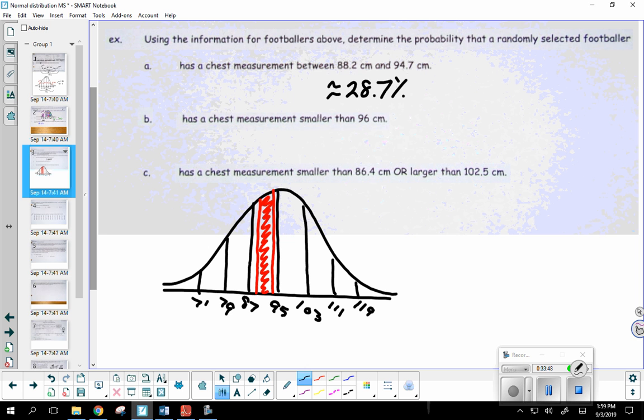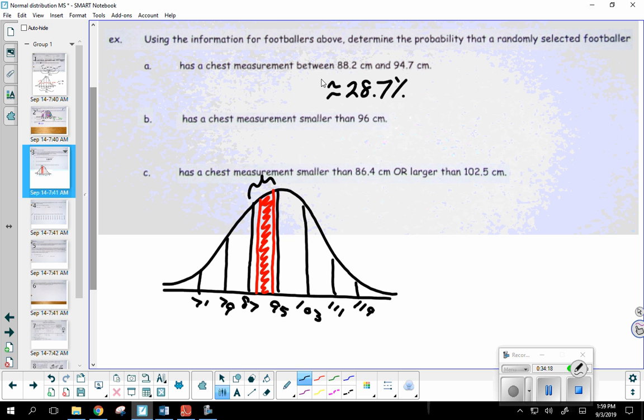And does that kind of fit with what we got in our diagram here? What should this whole section be as a percent? It should be 34% max, within that 1 standard deviation. So I'd say 28.7, we're really close to those boundary values. Now, same question, but has a chest measurement smaller than 96 centimeters.